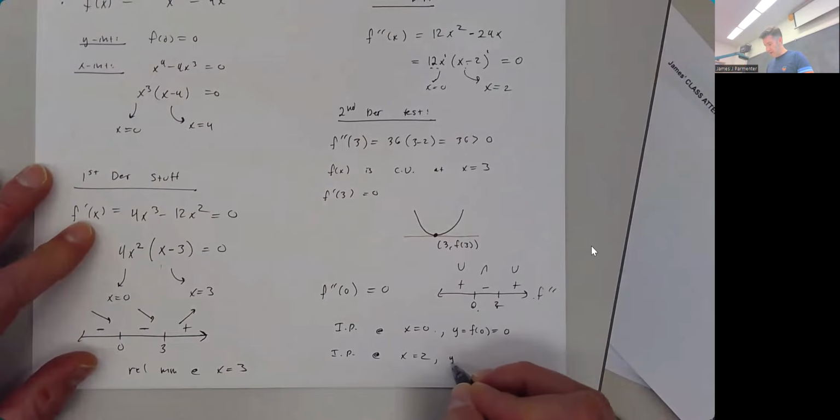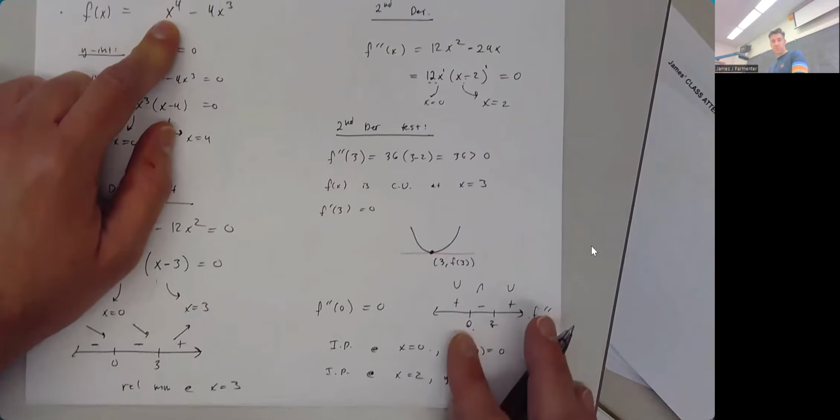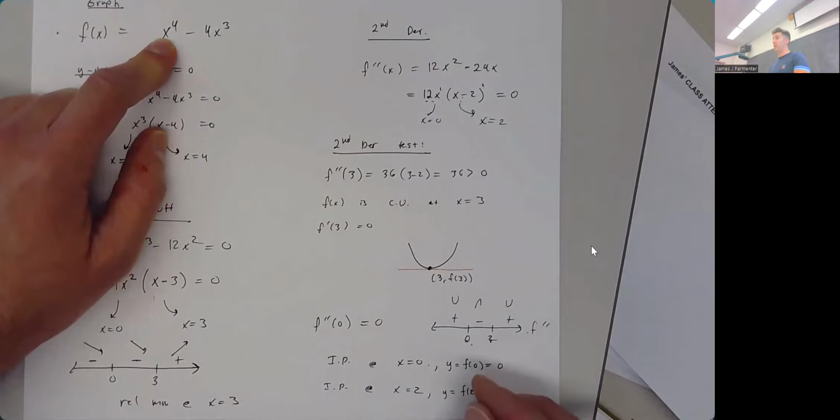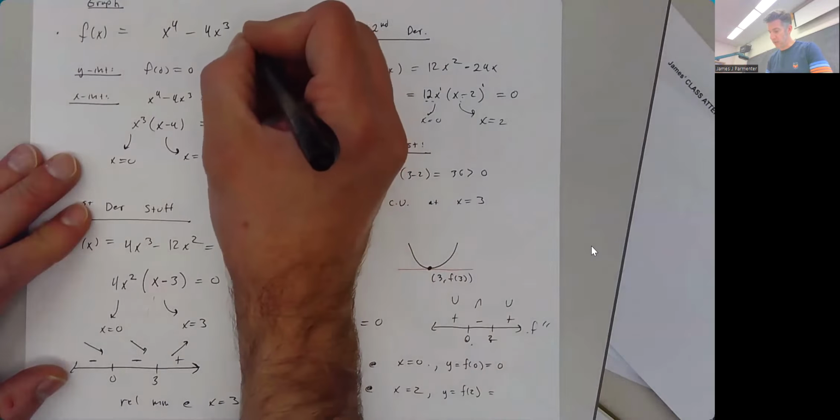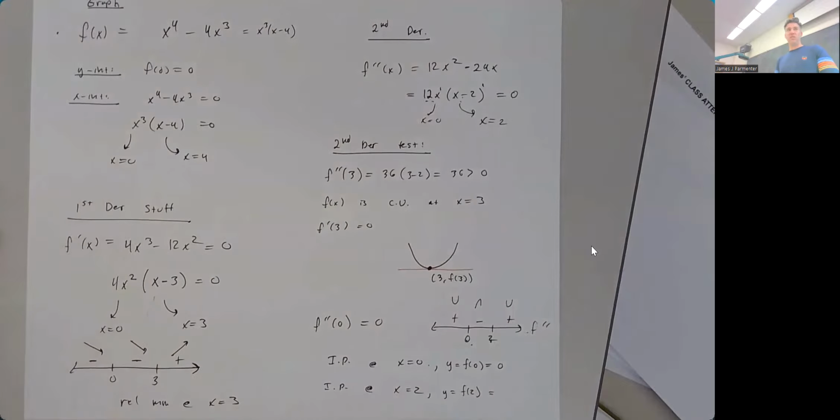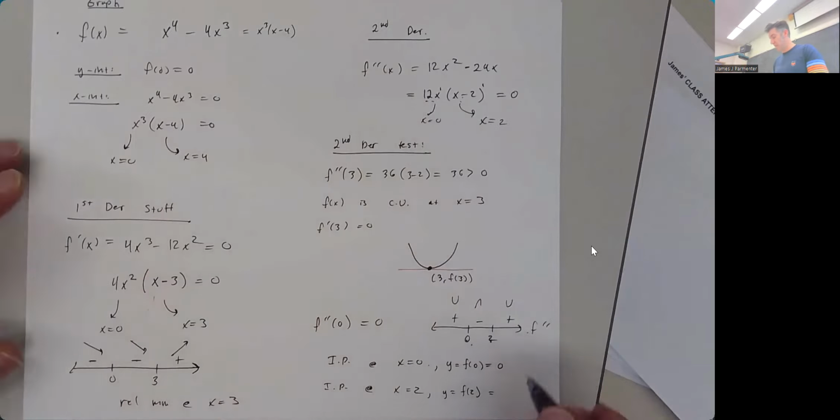And here the y value is f of 2, which is 16 minus 4 times 8. This is an example of where I should have factored it. I should have said this is x cubed times x minus 4. And then plugging in 2 is a little easier. 2 cubed is 8, 2 minus 4 is -2, and 8 times -2 is -16.